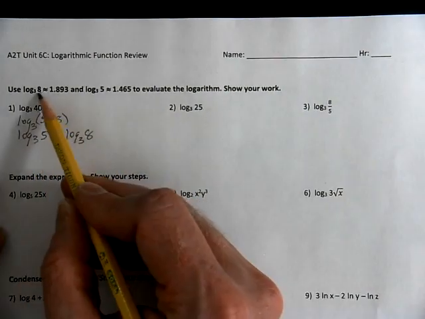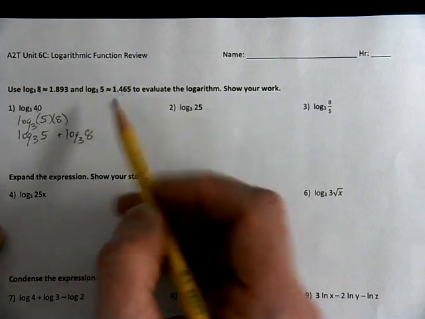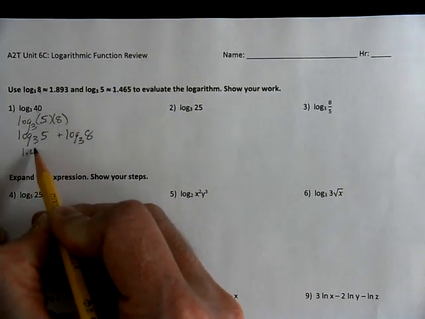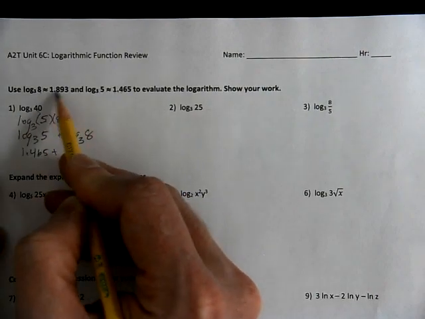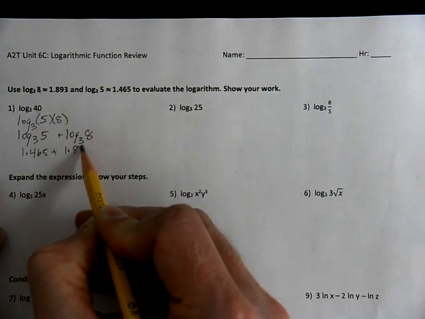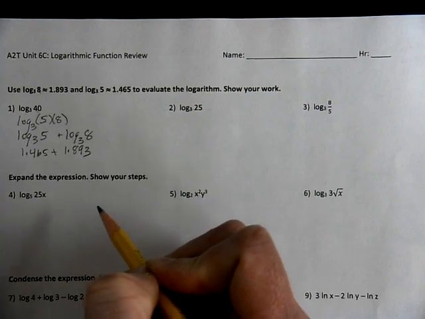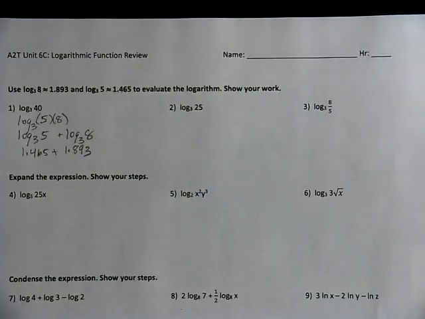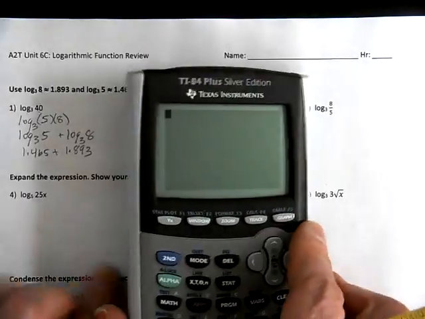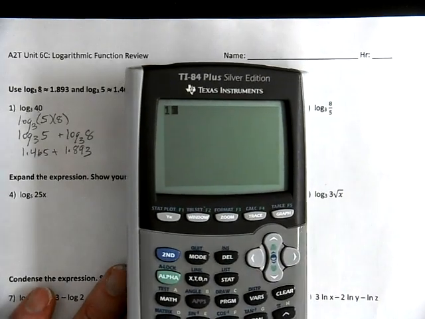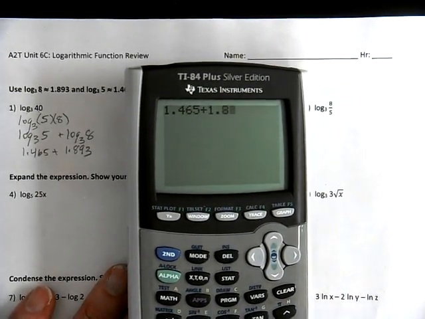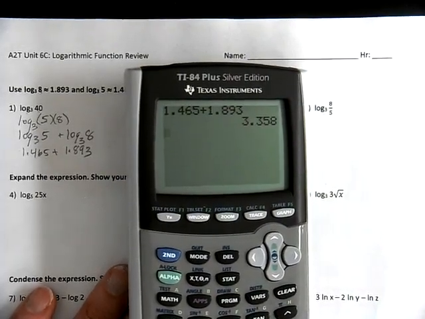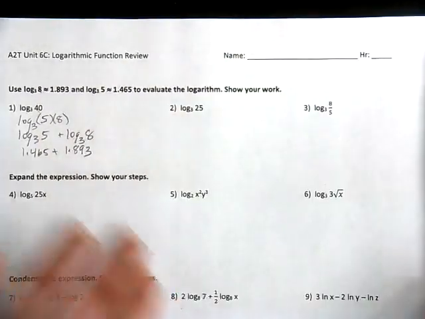So log base 3 of 5 is 1.465. And the log base 3 of 8 is 1.893. So we'll add those two decimals together, and we have 3.358.